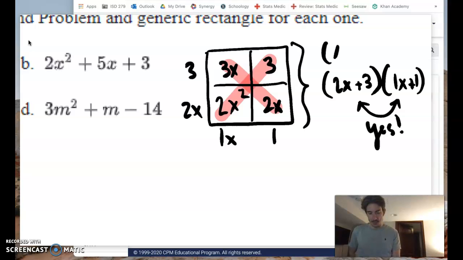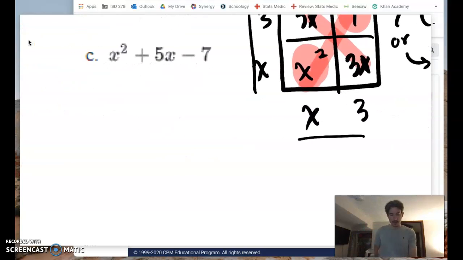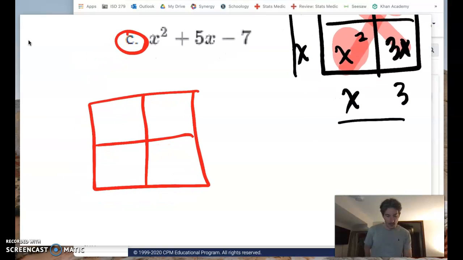This would be the exact same thing as 1x plus 1 times 2x plus 3, and that'll work out. Okay, let's take a peek at one more of these, and I'll do this one in a different color so it stands out. Look at letter C with me here. I'll set this one up using my good old generic rectangle, and the generic rectangle requires me to put x squared here, my first term, and -7 here, my last term.